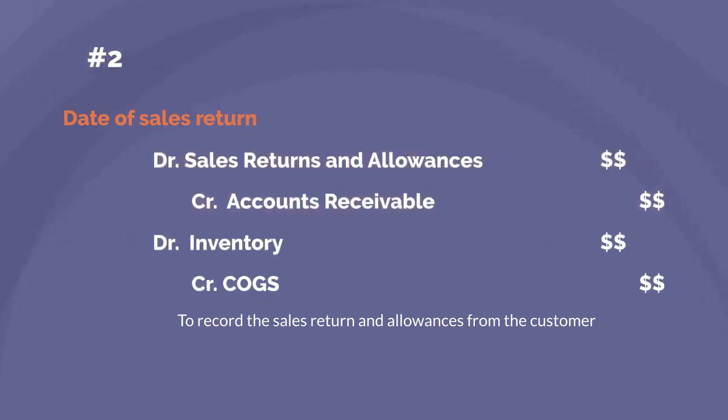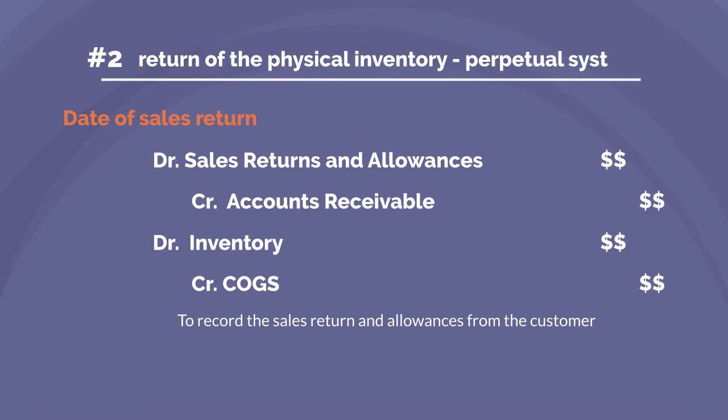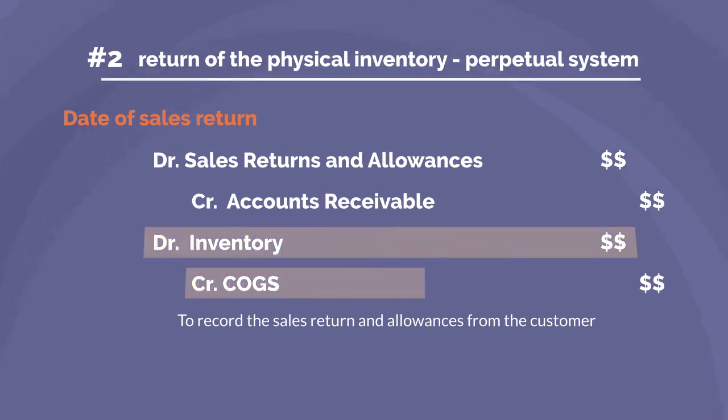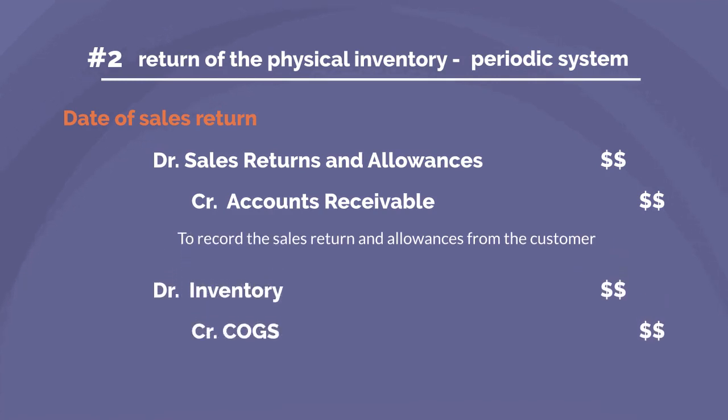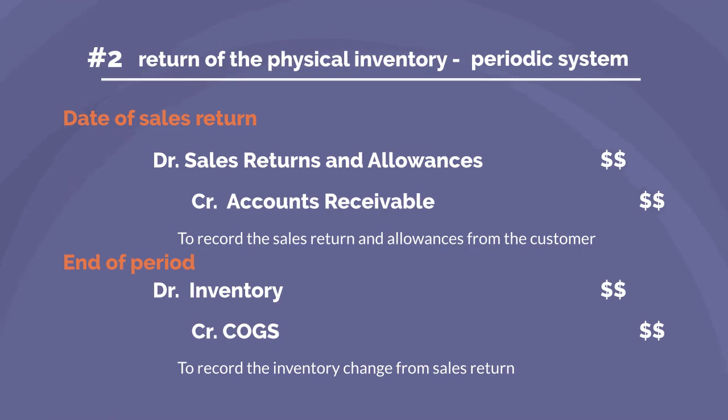The second entry will record the return of the physical inventory, which they debit the inventory account and credit the cost of goods sold account to reflect. Thus, sales returns and allowances from the seller's perspective under the perpetual system look like the following. Under the periodic system, returns and allowances only require 1 entry at the time of the return, as the inventory adjustment will be made at the end of the period all at once.